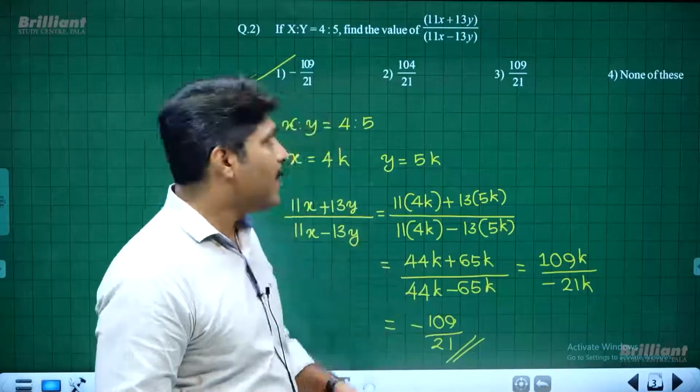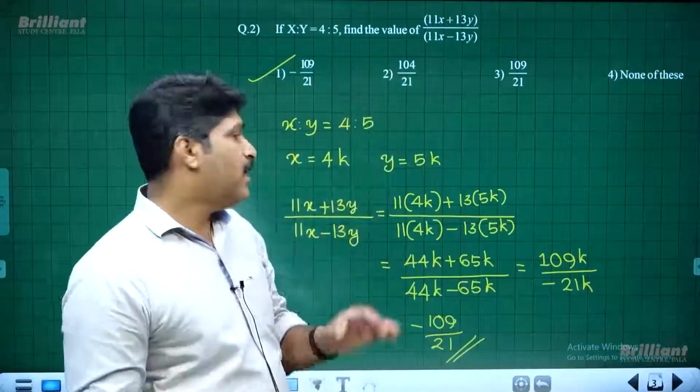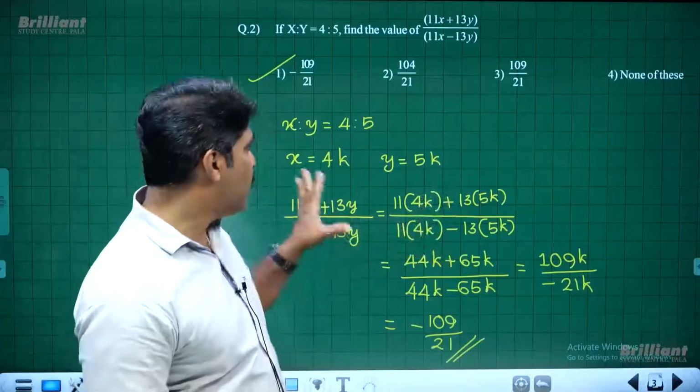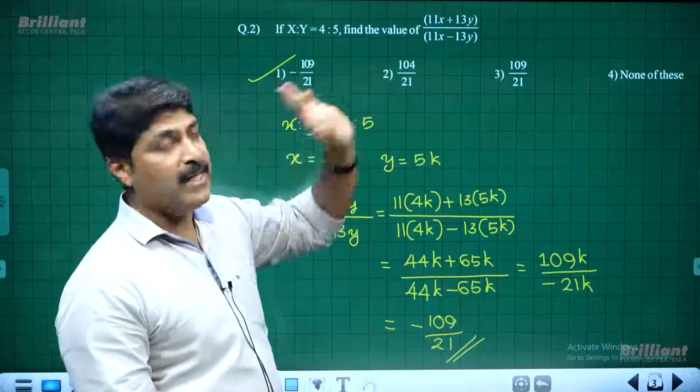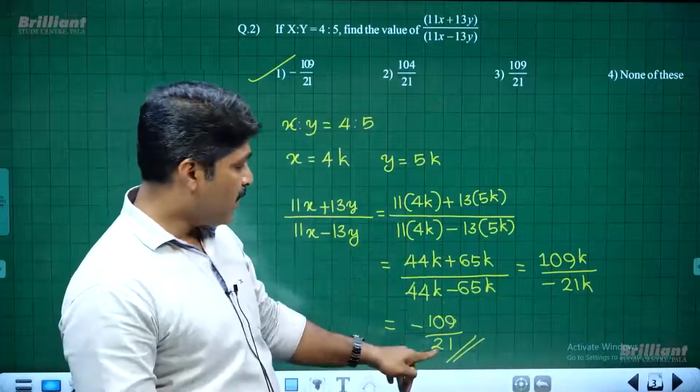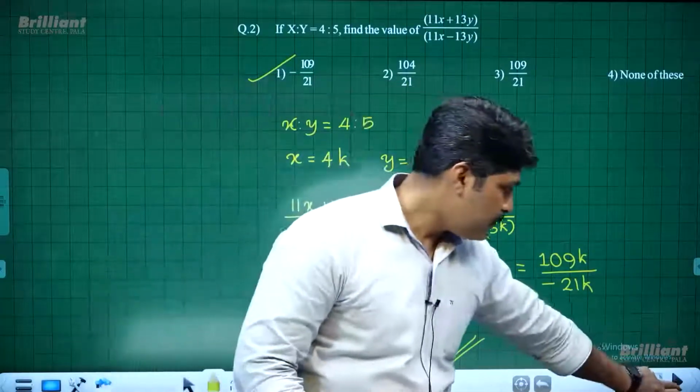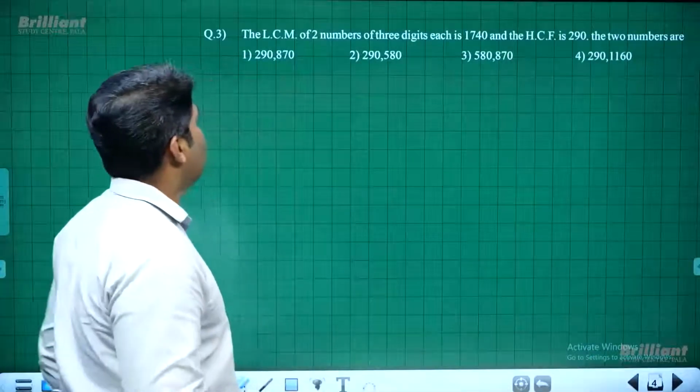So if you are sure the cancellation is possible, then you don't need to go for the substitution like this. Directly substitute the value of x as 4 and y as 5 in the given expression. Then also we will reach this conclusion. Now move to the next question.